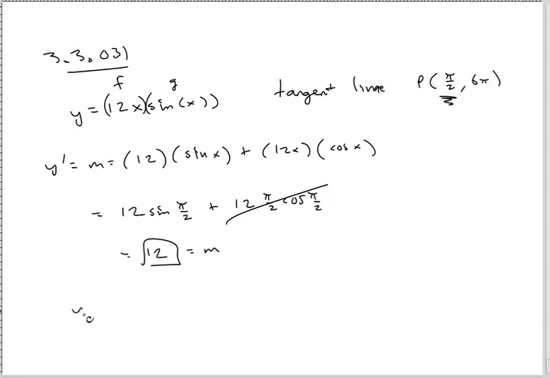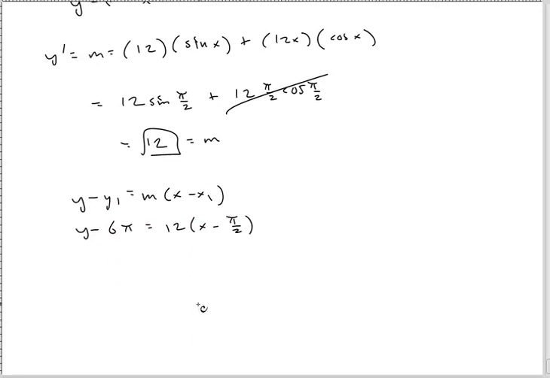So now I can actually do y minus y1 is equal to m times x minus x1, and we put it all in. Now, I know it's really weird to have like 6 pi right here. I don't know. I just do what I'm told. And this is what I'm told to do here.